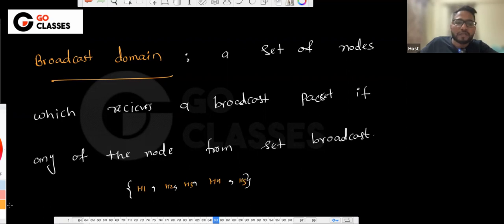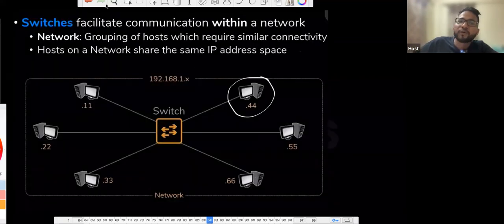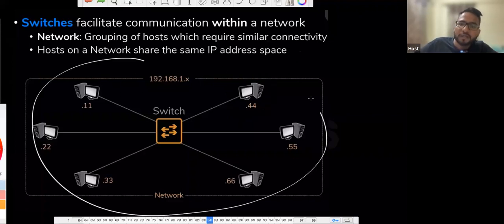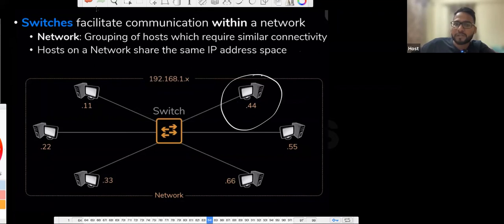Then what does this mean? If H1 is broadcasting, that must get to H2, H3, H4, and H5, and vice versa. If any of the hosts is broadcasting, that packet must reach every other host. That's called the broadcast domain. Now, if this host is broadcasting, will it reach every host here? If the answer is yes, then this whole thing is in one broadcast domain. So tell me, if this is broadcasting, will it reach every other host?